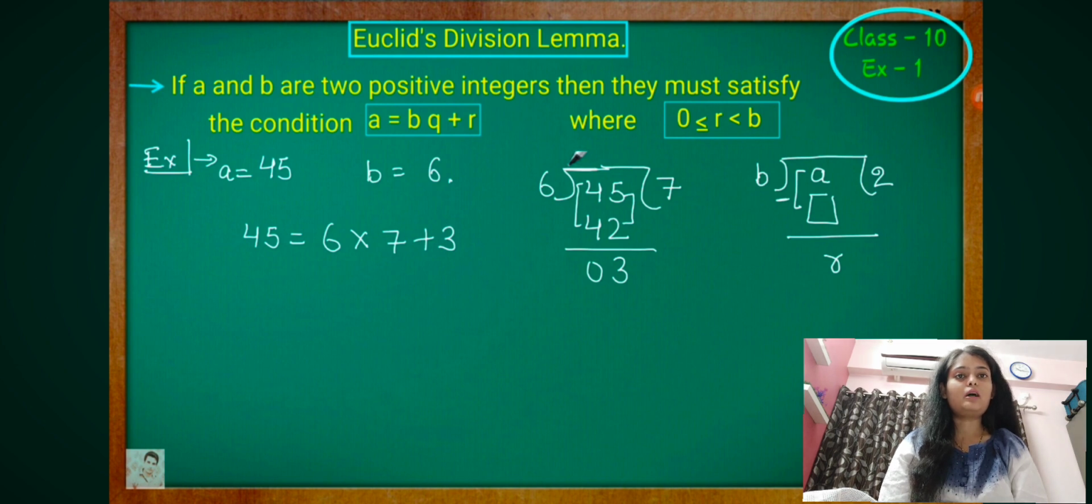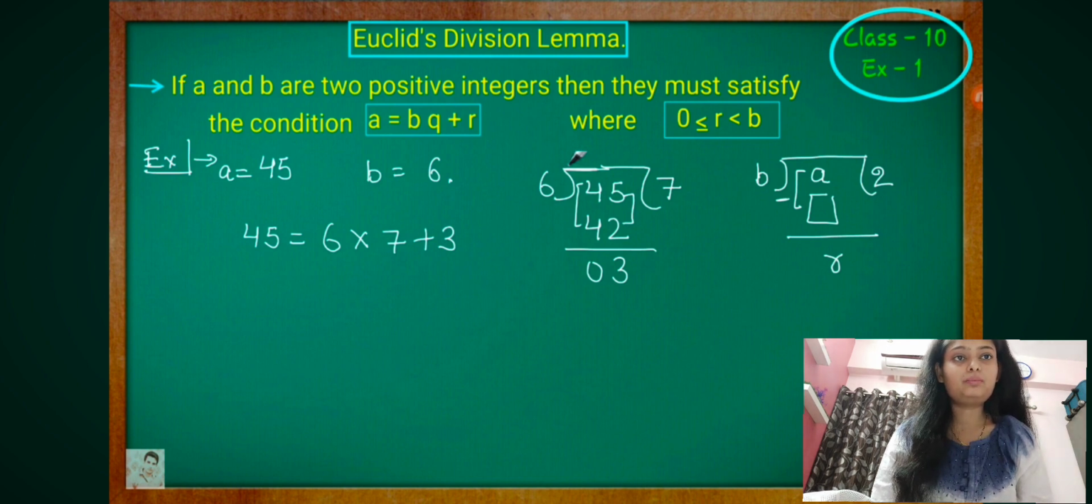If a and b are any two positive integers, then they must satisfy the condition a is equal to bq plus r, where r is greater than or equal to 0 and less than b. So in this you can see, if there are any positive integers a and b, they are satisfying the condition a is equal to bq plus r, where r is greater than or equal to 0 and less than b. This condition on r, we will study later. But first of all, let us understand how this relation exists, a is equal to bq plus r.